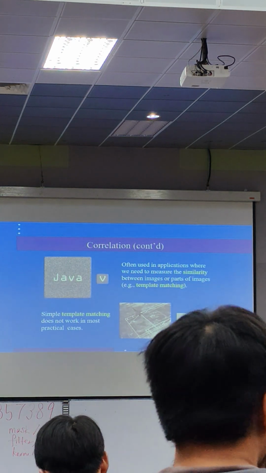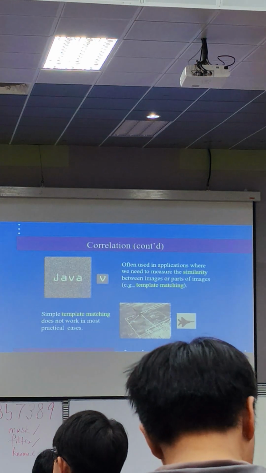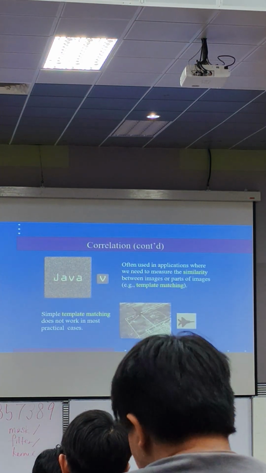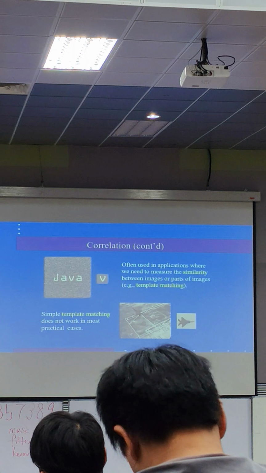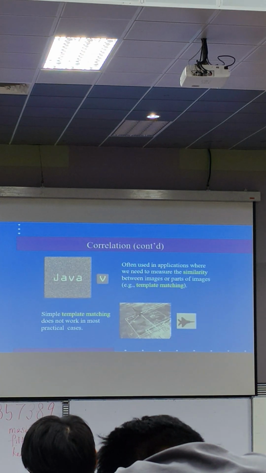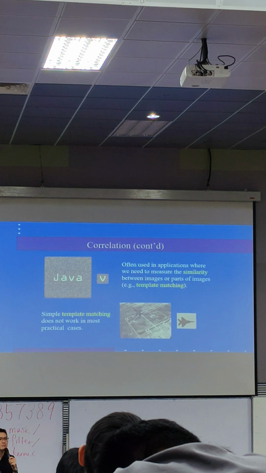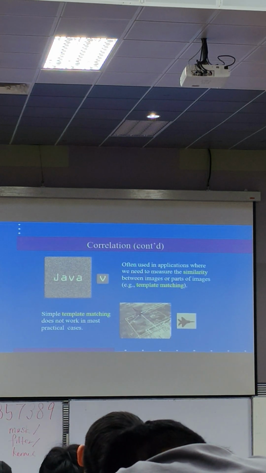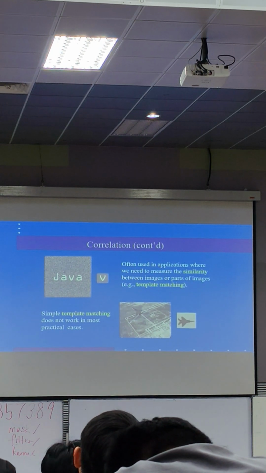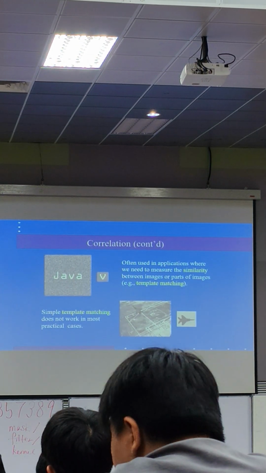How about if the user says, no, I want to find exactly the same size of the object that I want from the image? Some users say yes, I want it to be scale invariant. Some users say I want it to be rotation invariant. Some users say no, I do not want you to do the scaling. I want exactly the same size and the same orientation. So what should we do?